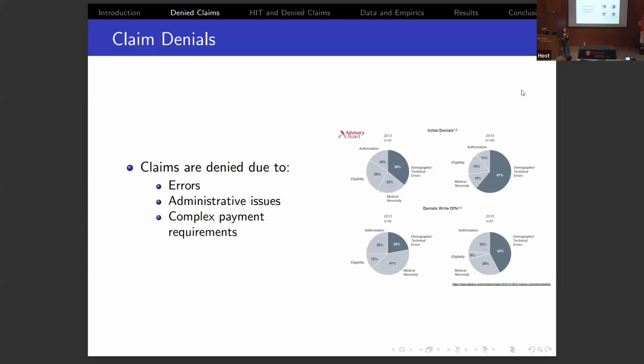So why claims are denied? They can be denied due to errors. These errors could be technical errors, demographic errors, but there are also all other host of issues that can happen.